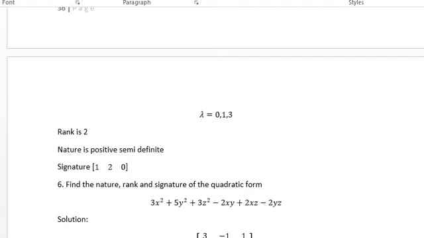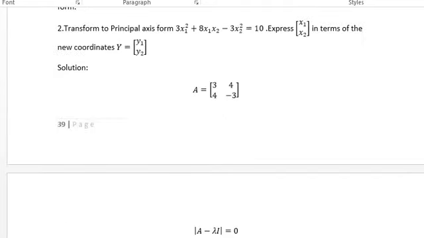And the signature is a triplet, that is n0, n plus, n minus. n0 means the number of zero eigenvalues. We have one zero eigenvalue. Then n plus is the number of positive eigenvalues. We have two eigenvalues which are positive, so it is 2. And n minus is the number of negative eigenvalues. We don't have a negative eigenvalue here, so it is 0. So the signature is 1, 2 and 0. Okay, now let's see the next question.